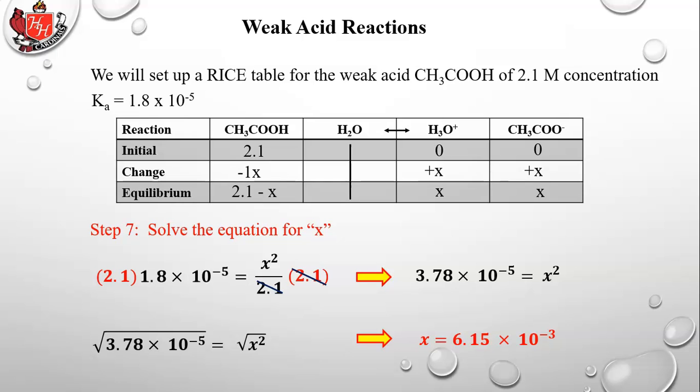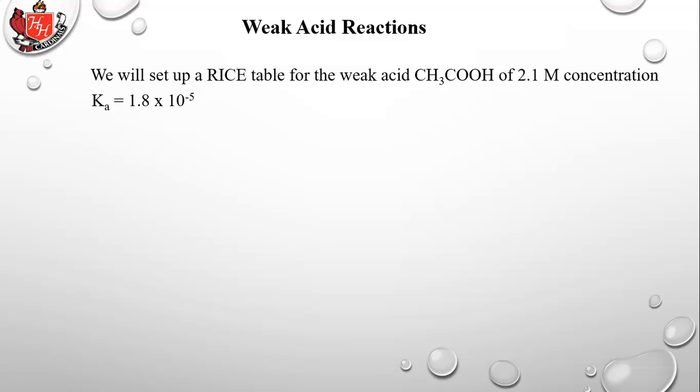So what is x? We go back to our RICE table, and we're only looking at the equilibrium line now. This is at equilibrium. So x is the hydronium ion concentration, H3O+, because that's what the equilibrium line of the RICE table says. It's also the concentration of the acetate ion, CH3COO-. And then if you want the concentration of the acetic acid over there on the left, it's 2.1 minus x. But 2.1 minus 6.15 times 10 to the negative 3 is a very small change. But we'll go ahead and do that on the next slide.